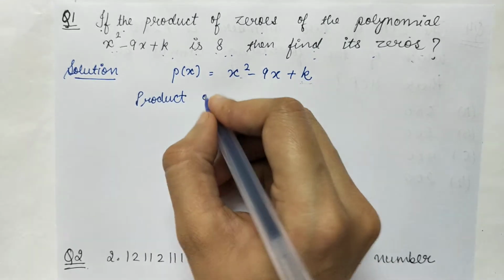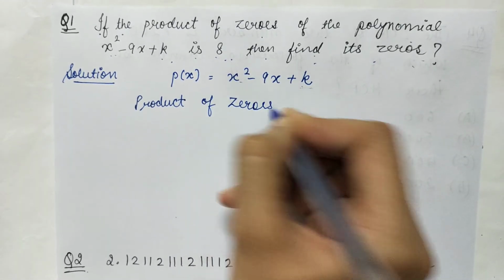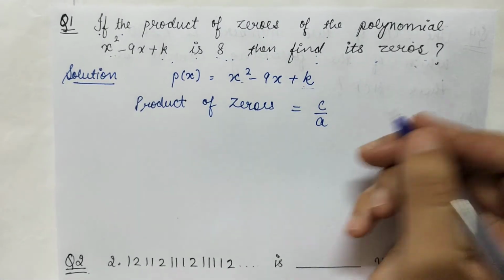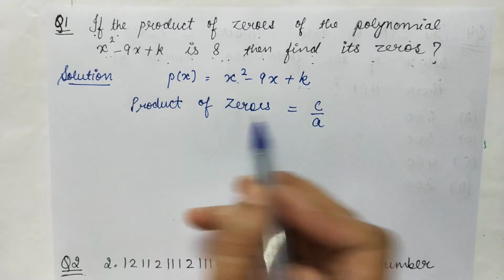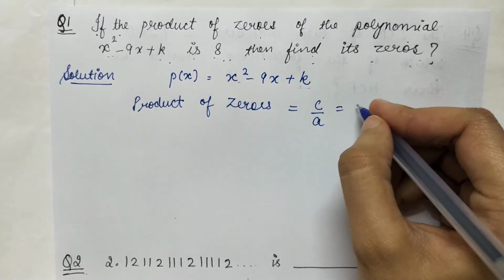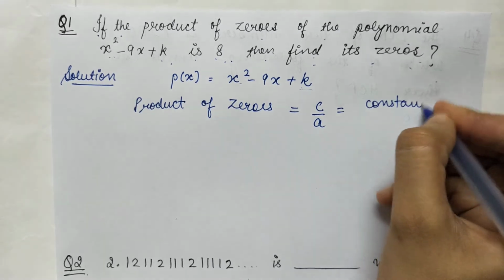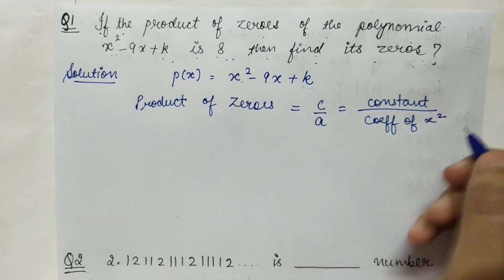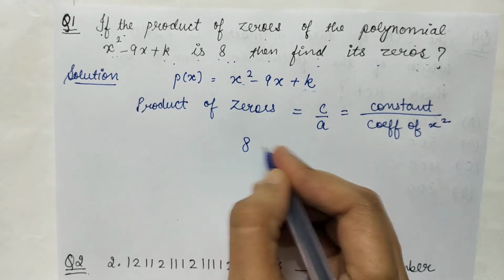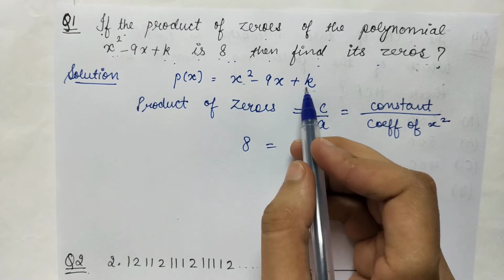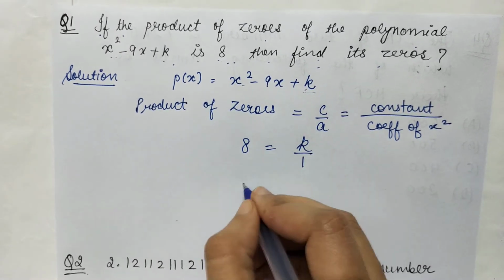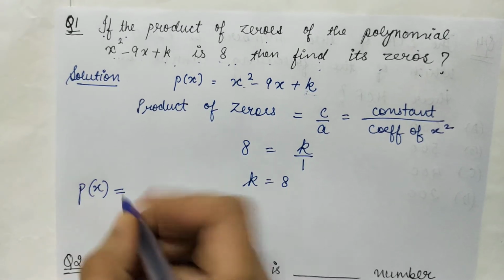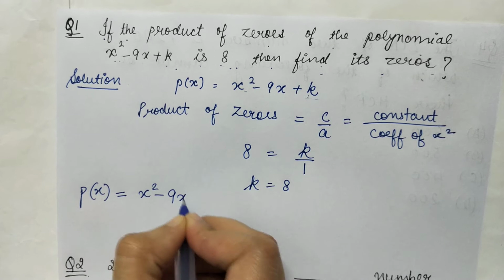Product of zeros is equal to C by A. You have done this formula, the relationship between zeros and the coefficients. So product of zeros is C by A, where C is the constant term and A is the coefficient of x square. The product of zeros is given as 8, C is k in this, and A is 1. So the value of k becomes 8. So the polynomial P of x becomes x square minus 9x plus 8.